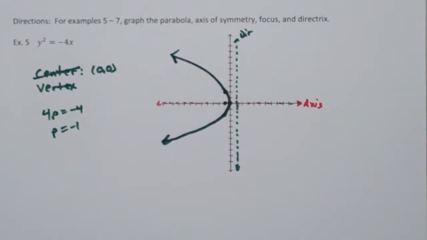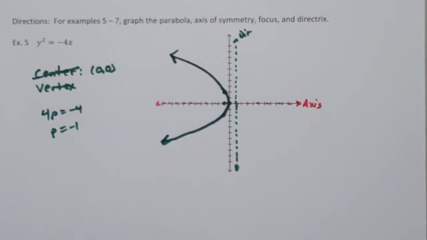If you plot more points, you can get more accurate. But what I'm more concerned with for these parabolas is that you can identify the axis of symmetry, find the focus and directrix, and then plot a couple more points. In this case, using the latus rectum.